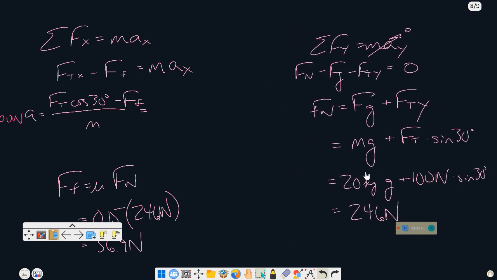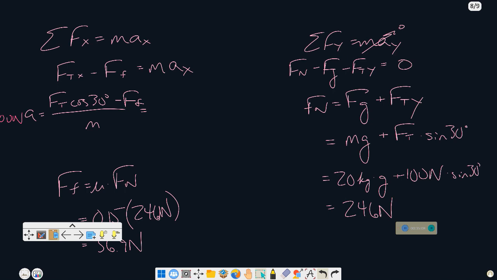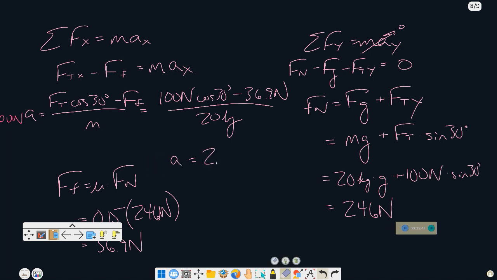Used to be harder to do that with the dry erase board. So this is 100 newtons cosine of 30 minus 36.9 newtons divided by a mass of 20 kilograms equals, let's see, that's 0.866, 86.6 divided by that should be roughly 50 divided, it should be about 2.5, a little less. What'd you get? 2.5. Is it 2.5? I rounded some of my numbers. Okay. Yeah, around 2.5 is right.